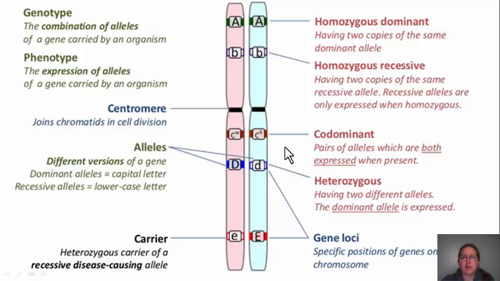But we also have a new one. We have a codominant. These are pairs of alleles in which both of the alleles are expressed when they are present. So if you remember back to baby bio, we have the checkered chicken, where you saw both the black and the white. A heterozygous person can also be a carrier of a disease when it's a recessive disease-causing allele.